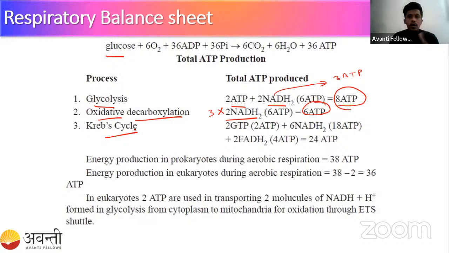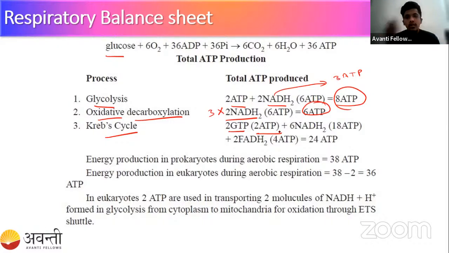That is the TCA cycle. What is happening in the TCA cycle? We get 2 molecules of GTP, which is again coupled to form ATP molecules. So we get 2 ATP molecules there. And we know that there are 3 places where NADH2 is being utilized. Correct, right? I told you there are 3 spots where we have NADH2.